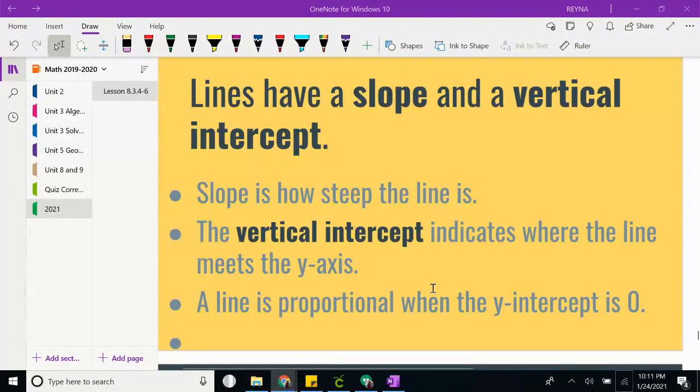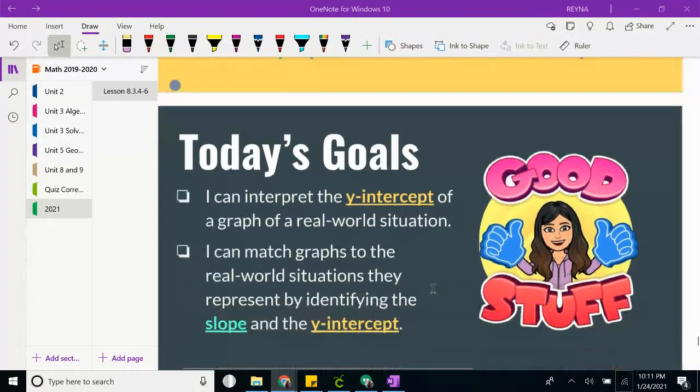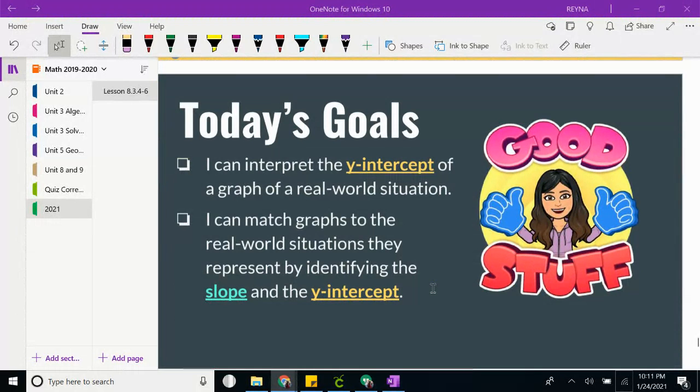Slope is how steep something is. Your vertical intercept is the same thing as your y-intercept, and it's where your line matches up with your y-axis. A line is proportional when your y-intercept is 0, so it has to go through the origin 0. So today's goal was to talk about y-intercepts, slopes, and if things are proportional or not, and compare all of that to real-world situations. We did that with the chips, we did that with the runners, and then we did that with the cell phone bills.